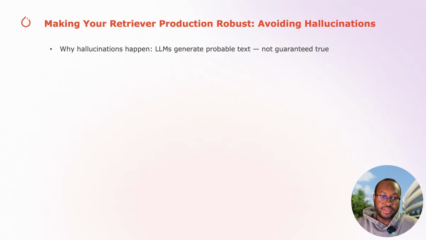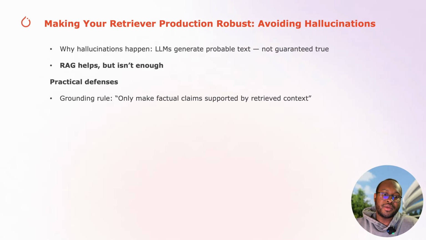Let's talk about hallucinations. Well, actually RAG can help us fix the issue of hallucination, but LLMs generate probable text. So as I said, RAG can be helpful, but might not be enough. Some of the defenses are maybe telling the LLM to only make factual claims supported by retrieved context, and maybe requiring citations for sentences and paragraphs.